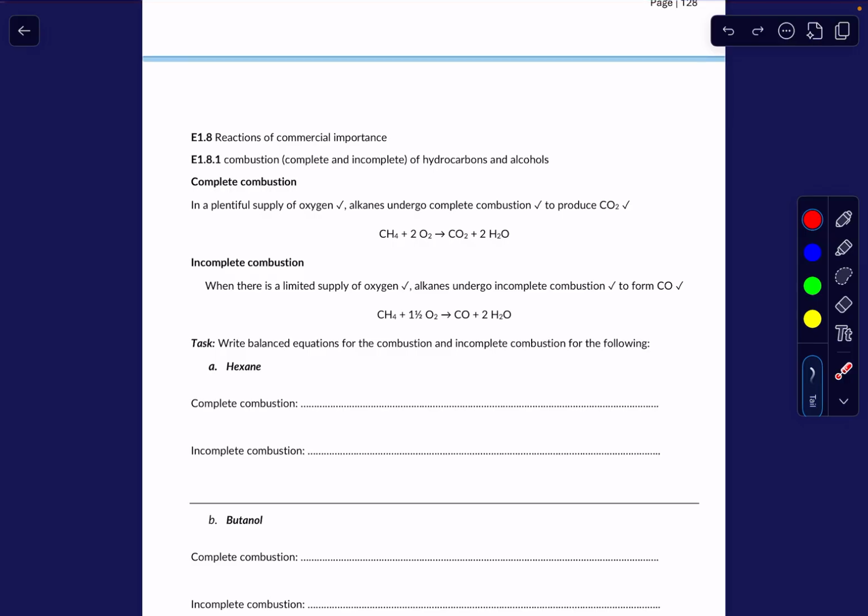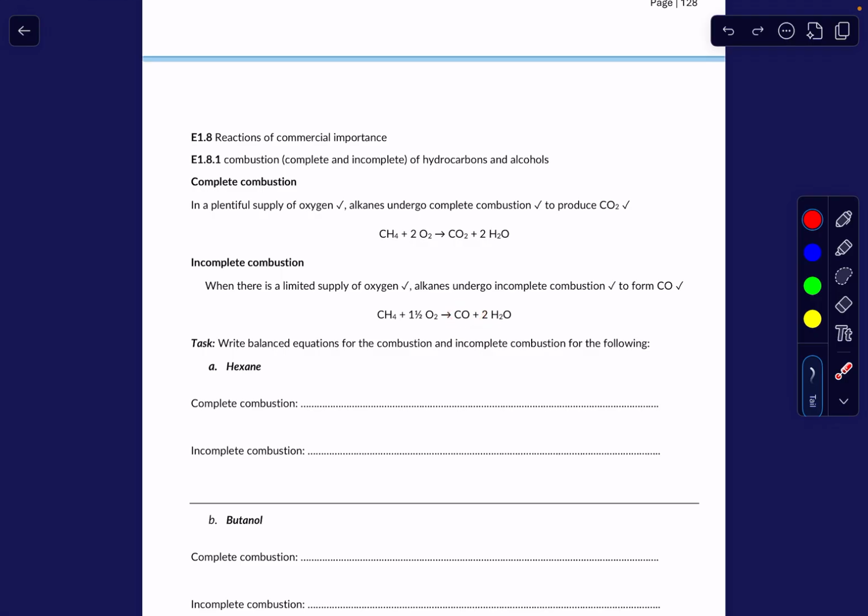One is complete combustion, where it is going to be producing CO2, and that is in a plentiful supply of oxygen, or in excess oxygen. And then we have incomplete combustion, which I don't think we've covered in the last few videos, but this time, we're going to produce carbon monoxide, so that's CO.